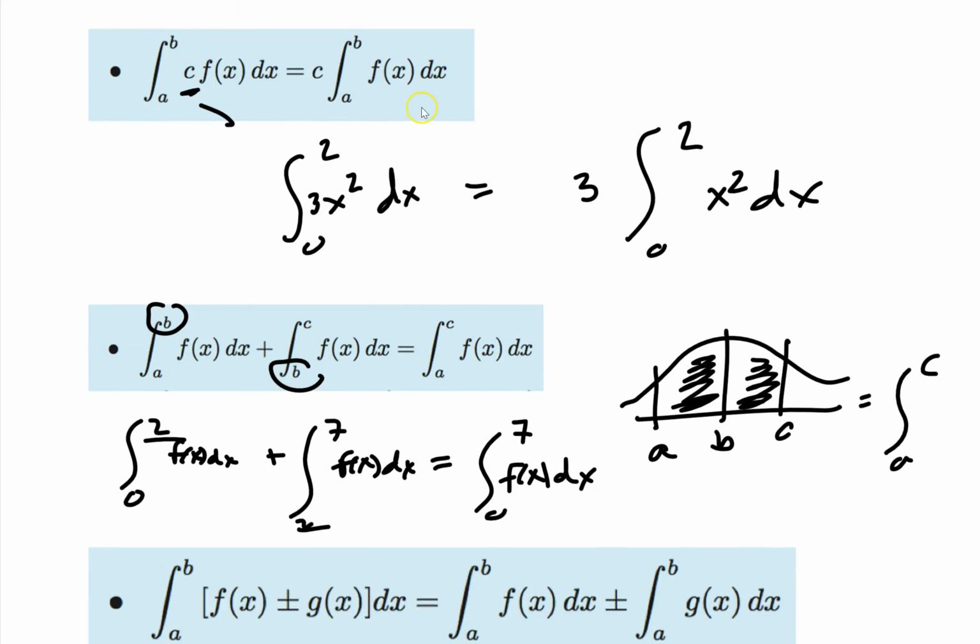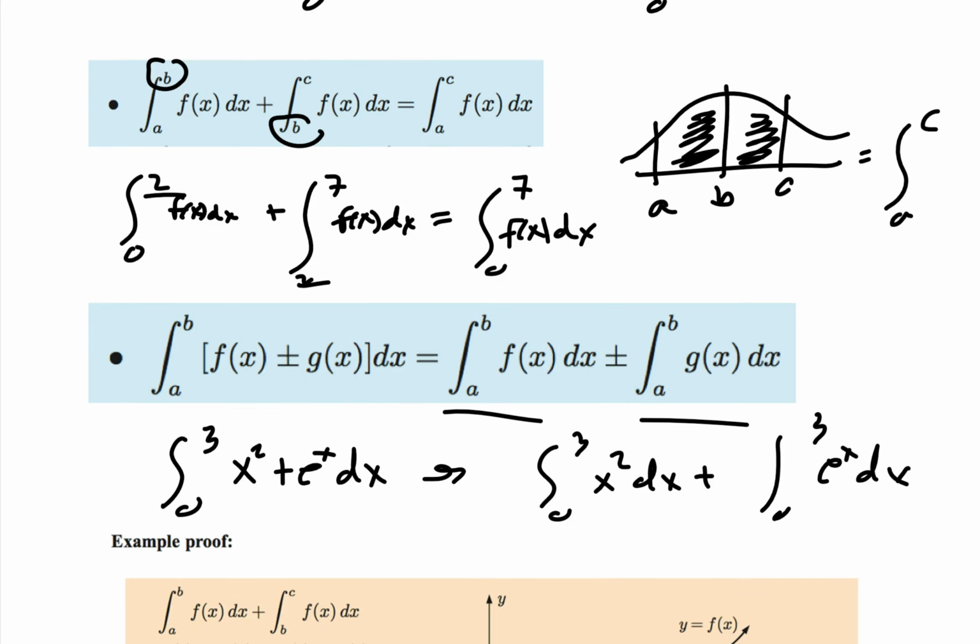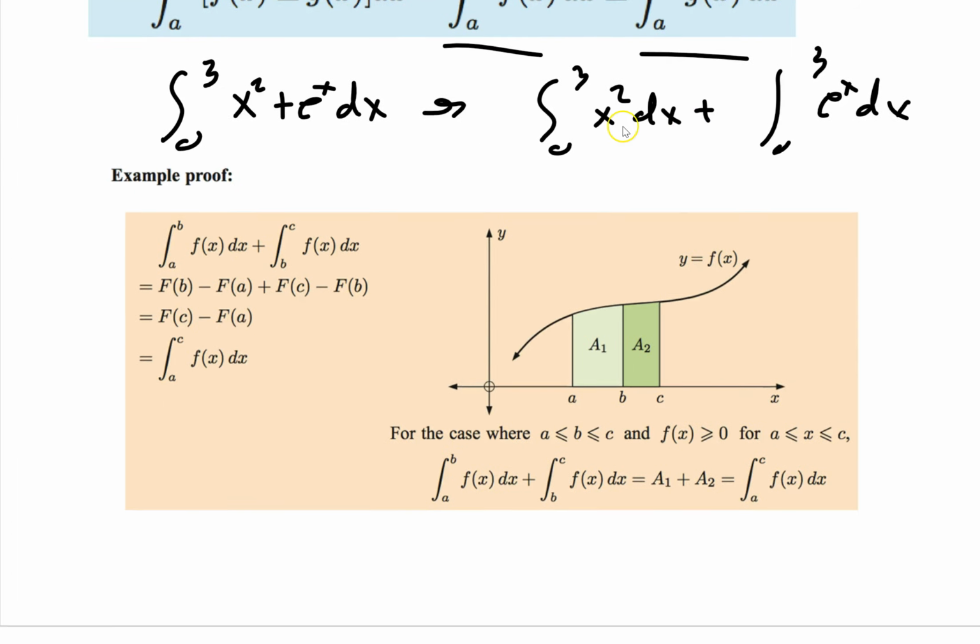You can pull out the constant. That's an oldie, but an old classic. Here's another new one. It's like the transitive property. They connect, you just add them both together. And then that's another old one.